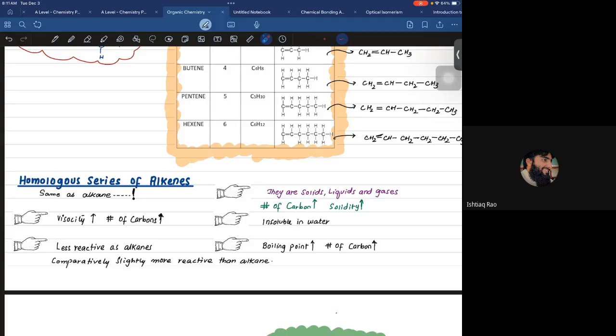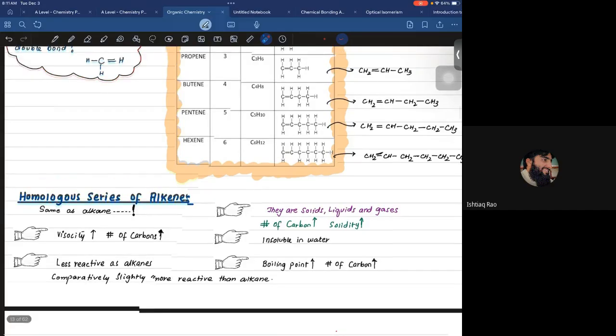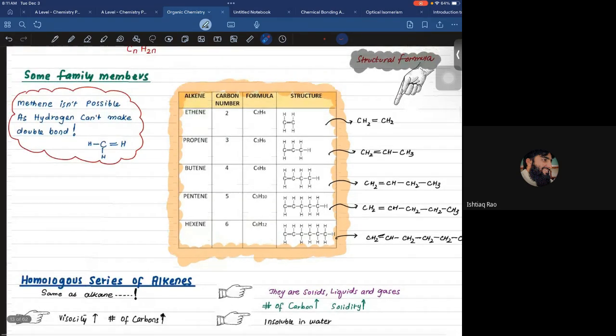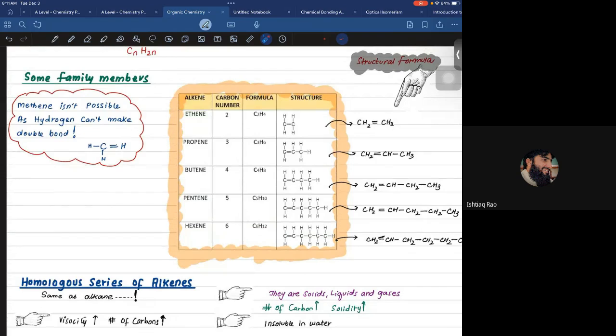So whenever we start alkene, or any functional group, we have to discuss two things. Number one, the physical property, and then the chemical property. I told you that the physical properties are the same for alkene and alkane. They may be gas, liquid, or solid, depending upon the carbon atoms. They are also insoluble in water, same as alkane. As the number of carbon atoms increases, their boiling point increases, because the intermolecular forces of attraction increase.